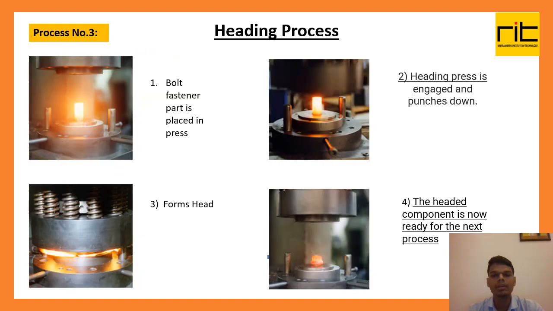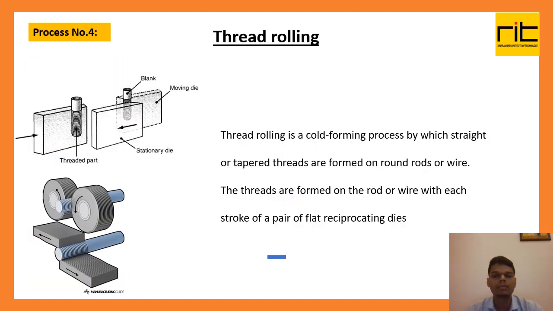Process number 3 is the heading process. First, the bolt is placed in the press. Second, the heading press is engaged and punched down. Third, it forms the bolt head. Fourth, the head component is now ready for the next process.